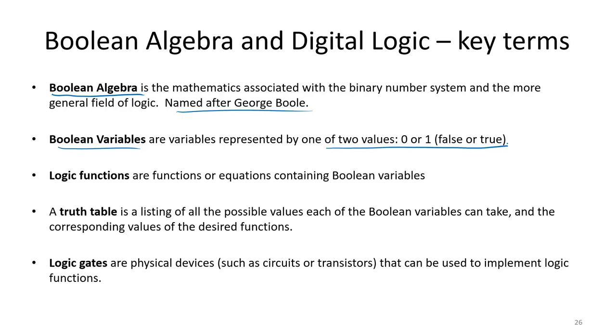In addition to encoding numbers, we can also perform logic calculations. So logic functions are functions or equations that contain Boolean variables. When we're doing math with Boolean algebra and Boolean values, we often make what's called a truth table. A truth table is a listing of all the possible values that each Boolean variable can take. And basically, it's listing out every possible value of that resulting function.